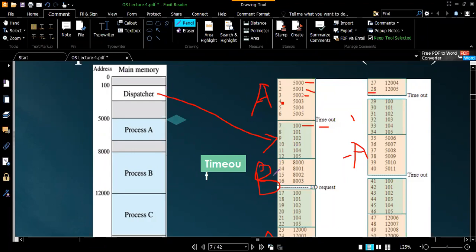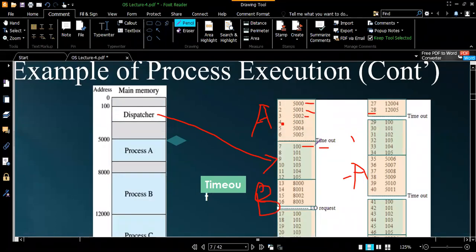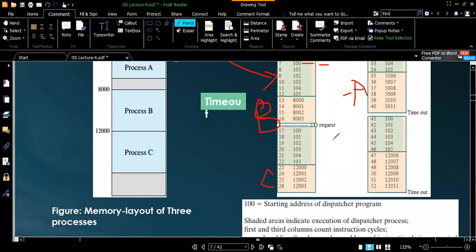So it loads program B, and then suddenly an interrupt occurs, and whenever the interrupt occurs, we have to switch from one process to another process. So again the dispatcher comes. Every time the CPU needs to switch from one process to another process, we need this dispatcher. What it does is store all the information it has on one process into the memory, and then load another one. So that's how the dispatcher works.